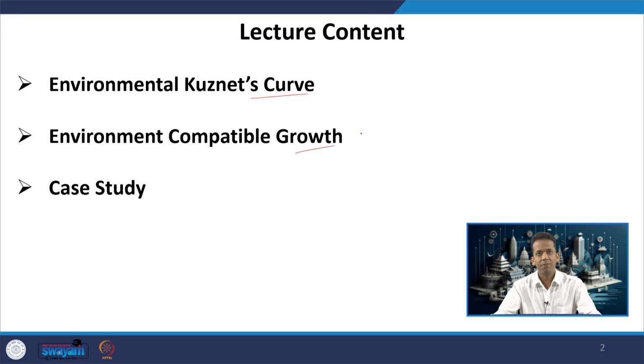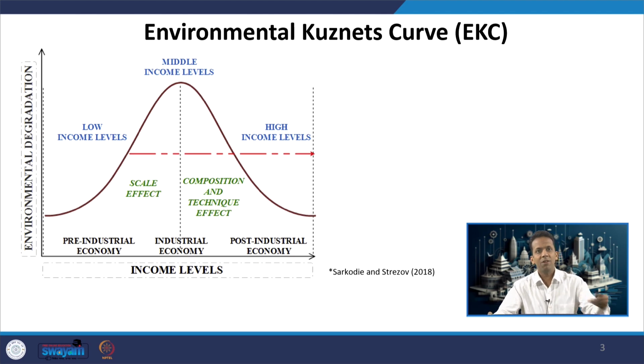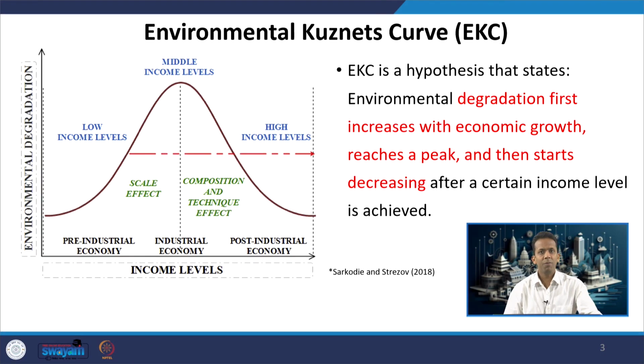by a case study. Environmental Kuznets curve is the hypothesis proposed by Simon Kuznets for the relation between market and economics. The same relation has been extended to environmental degradation. This curve is basically a hypothesis which states that environmental degradation first increases with economic growth, reaches a peak and then starts decreasing after a certain income level is achieved.